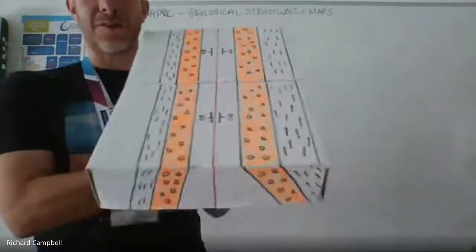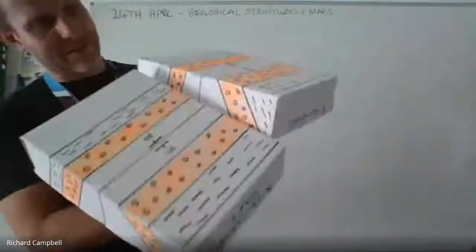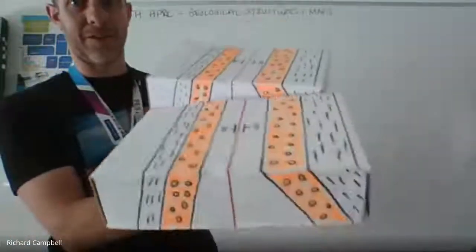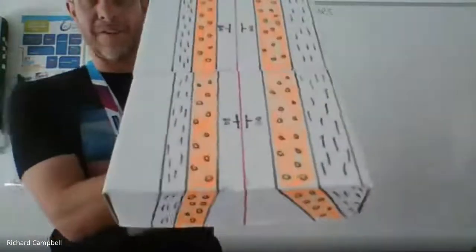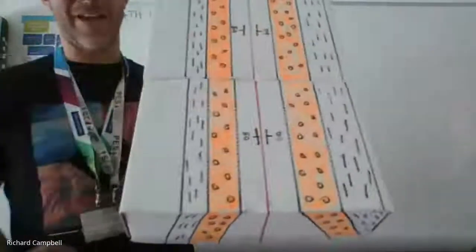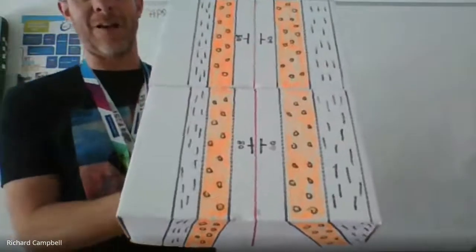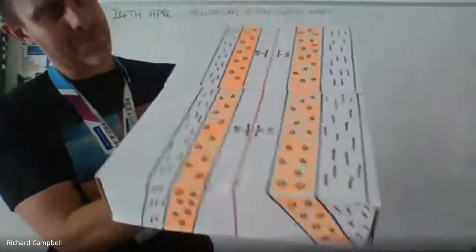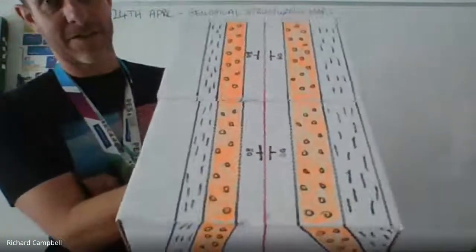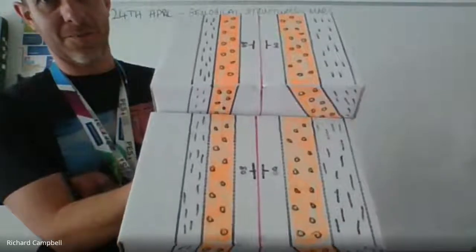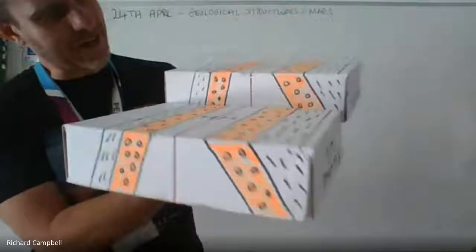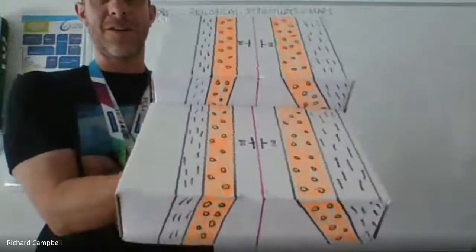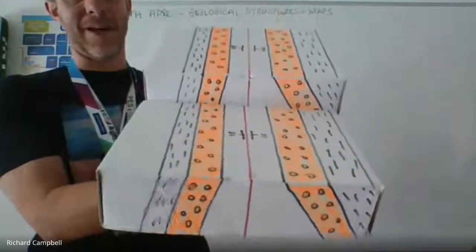Now, we've got two boxes here which have been drawn the same. So you can see the structure follows all the way through. And where the two boxes meet, that's going to be our fault plane. Now, let's say that faults upwards like that. You can see that we've got some displacement on the beds.